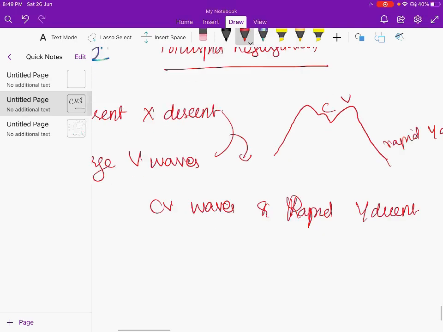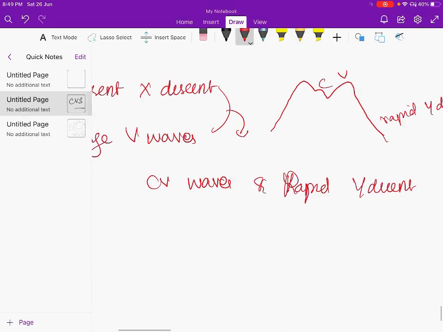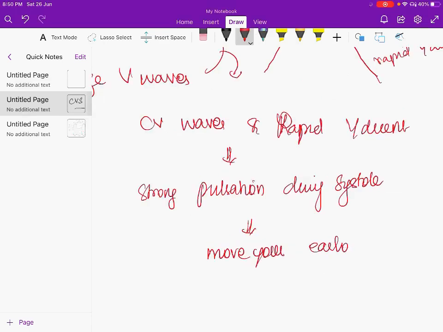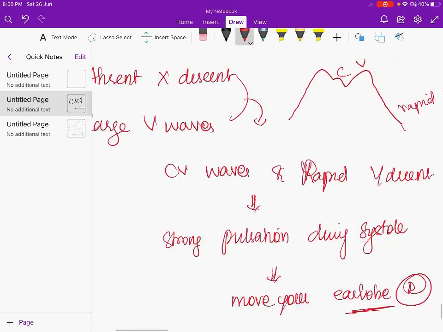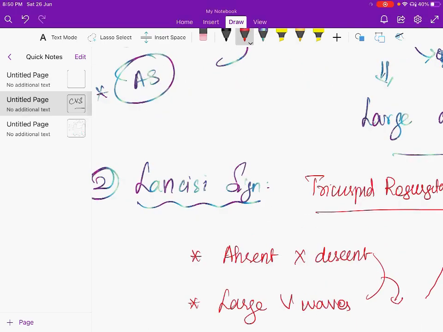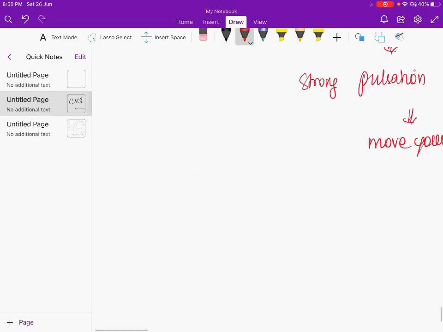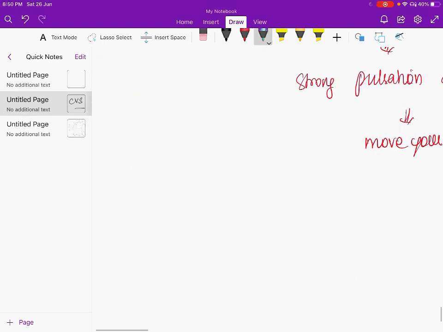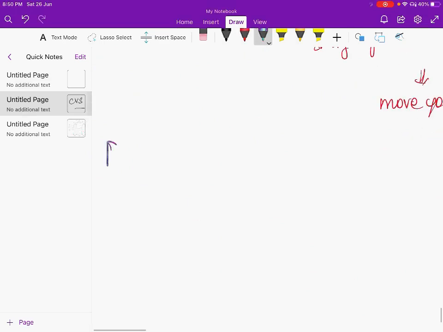So what this will do is produce a pulsation during systole, a strong pulsation during systole, which is good enough to move your right side earlobe. So this is called Lancisi sign. What happens in tricuspid regurgitation with each systole, because of the CV waves produced, your earlobe will move. So this is Lancisi sign. Okay, good. And next, what is Friedreich sign?